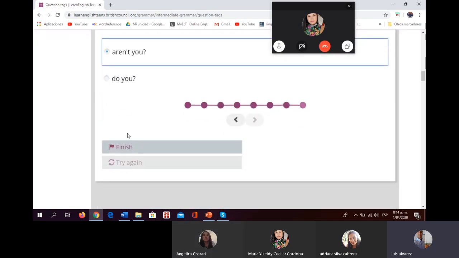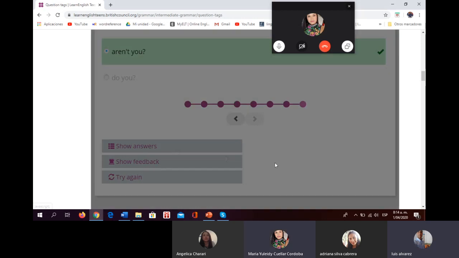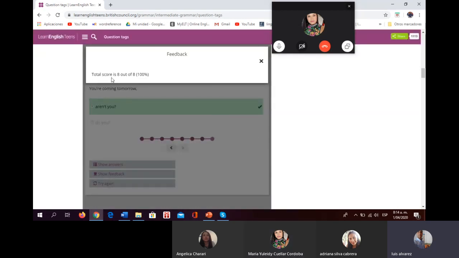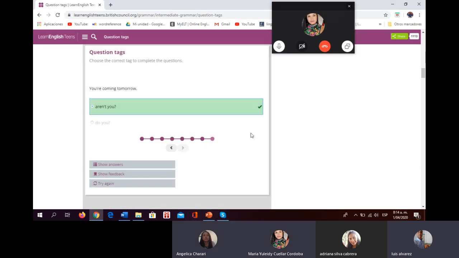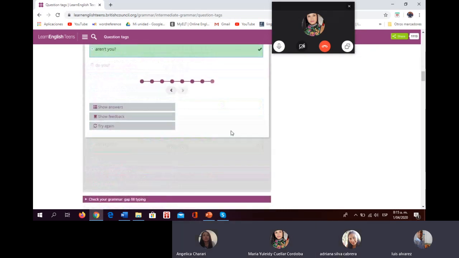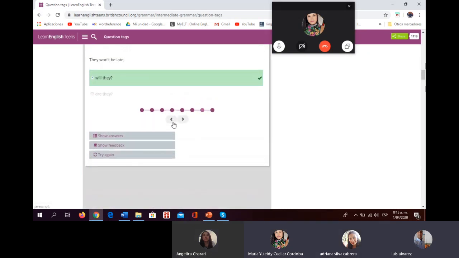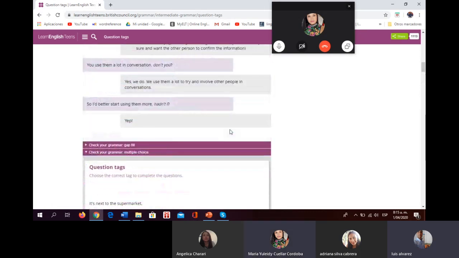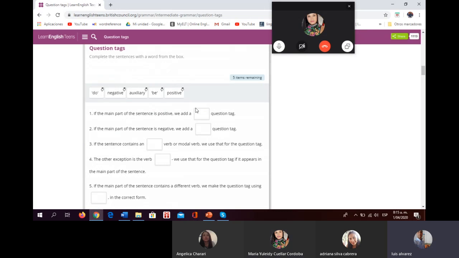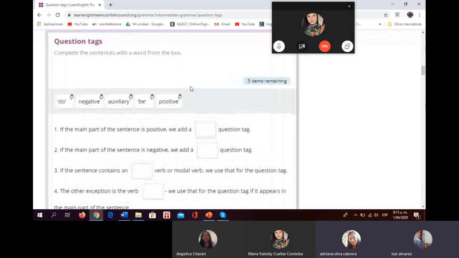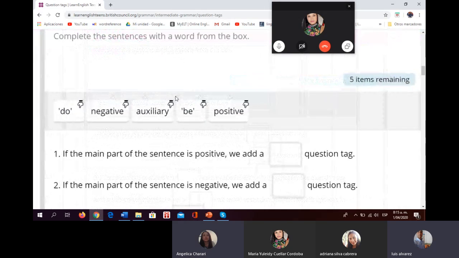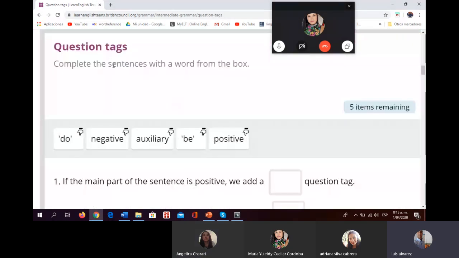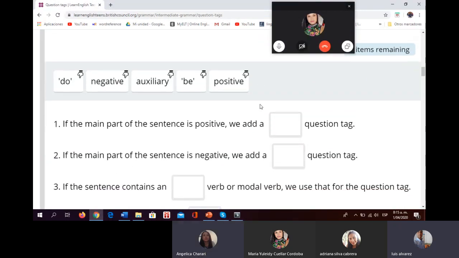Okay. Let's finish and let's check this out. It says in here that your score is 8 out of 8. Very good. Congratulations. You are such a nice team. Nothing to say. All the options that you selected are correct. So now let's try another one. This is about gut feeling. Let's zoom it up a little bit for you to see it clear. It says in here, complete the sentences with a word from the box.